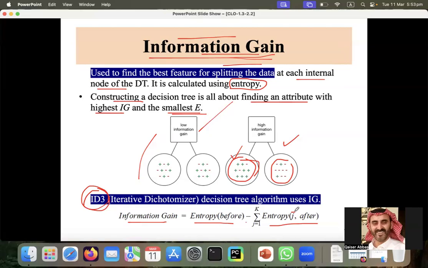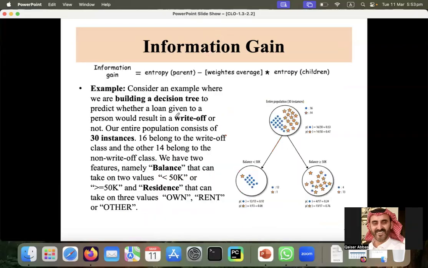This is the equation. Now we are going to write this equation in an easy way. Information gain is equal to entropy of the parent minus the average of the weights, and whatever that average will be, you will multiply with the entropy of the children. Now this is the equation which you can understand. At least you can understand what is written there.